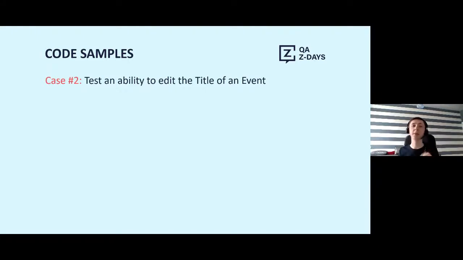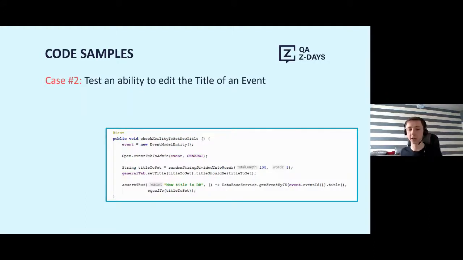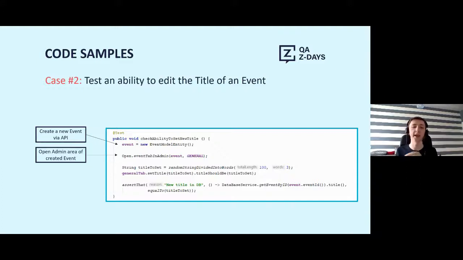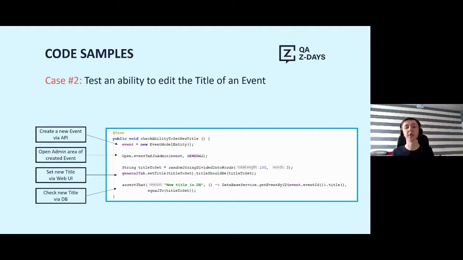Let's test the ability to change the title of an already existing event. Here is the piece of code, and let's go through it. The first line is again the call of the constructor, which creates a new event via API, as we've discussed before. The second line is where we open the necessary page in the admin area in your browser. It's important that we are moving to the browser. Then you perform the action you actually want to test. You change the title using your web UI, using Selenium or another tool that can perform that. And finally, you perform the assertion. You check that the new title has appeared in your database.